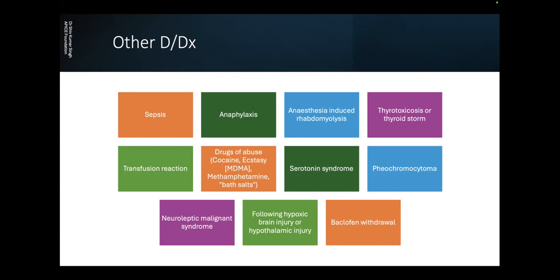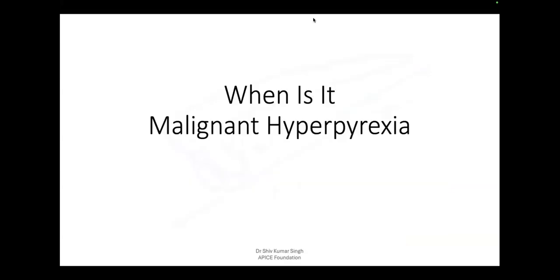Pheochromocytoma will present with hypertension and tachycardia, but not with raised temperature. Neuroleptic malignant syndrome will be a similar thing. It can happen in hypoxic brain injury, and it is also seen with baclofen withdrawal. So these are all differential diagnoses. So when do you actually say that the patient has malignant hyperpyrexia? Because a lot of these things can present with raised temperature, tachycardia, hypertension, and raised end-tidal CO2.